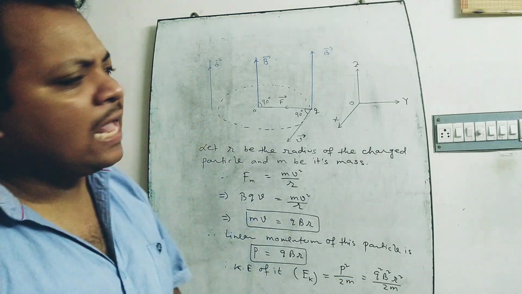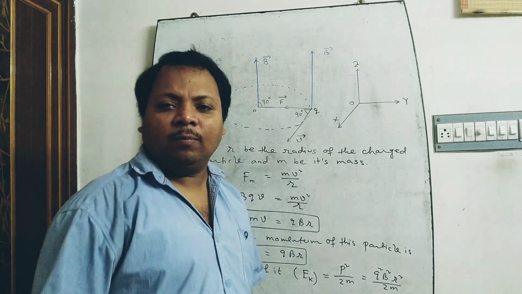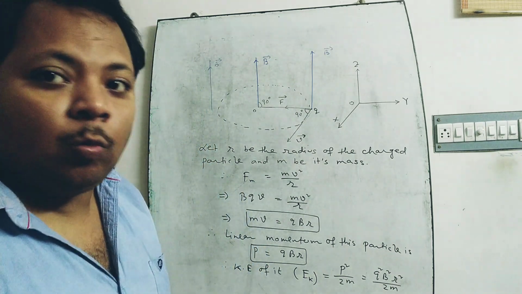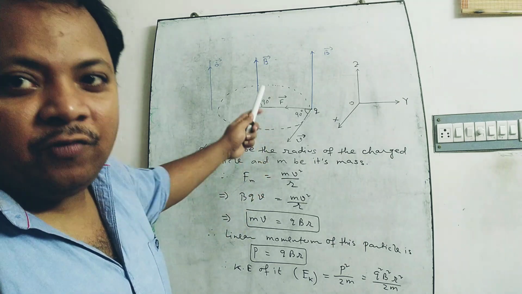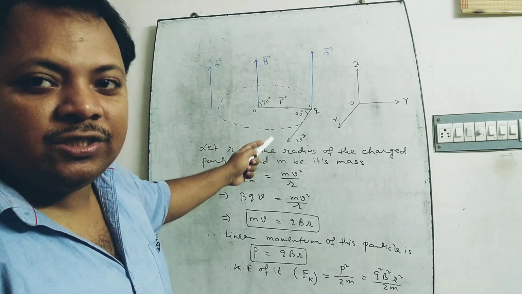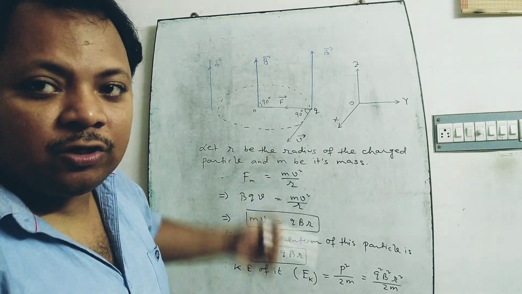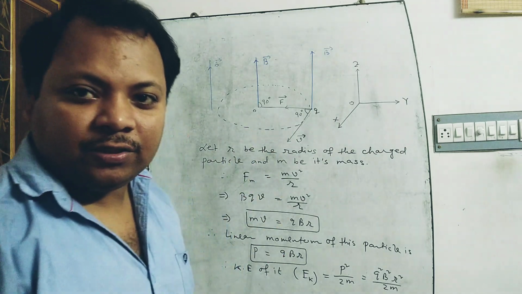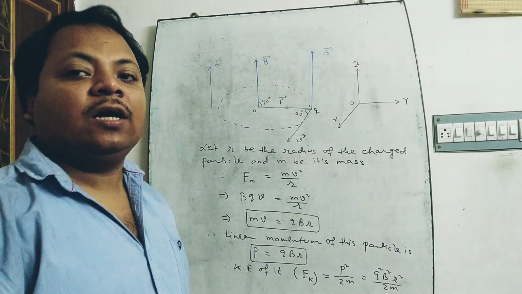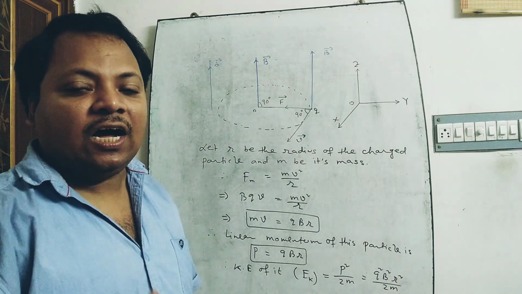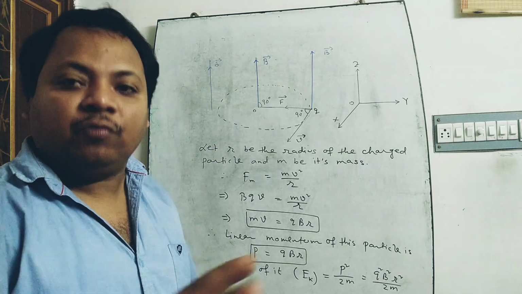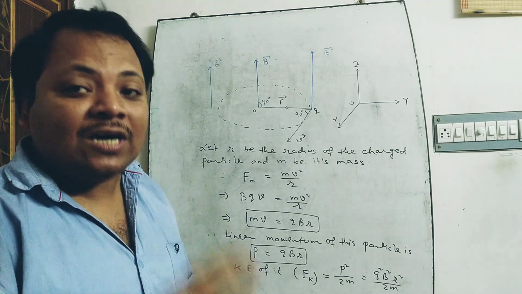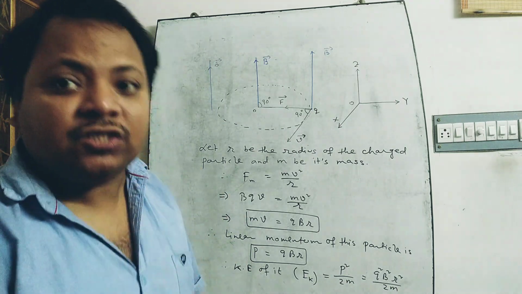And what is the work done by the charged particle? There is no work done by this charged particle. Why? Because the direction of velocity and direction of displacement of the charged particle is normal to the force applied on the charged particle. That's why this force is a workless force, or no work force. That's why the work done on this charged particle is zero.